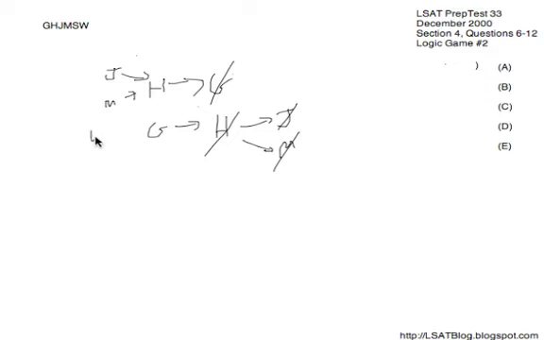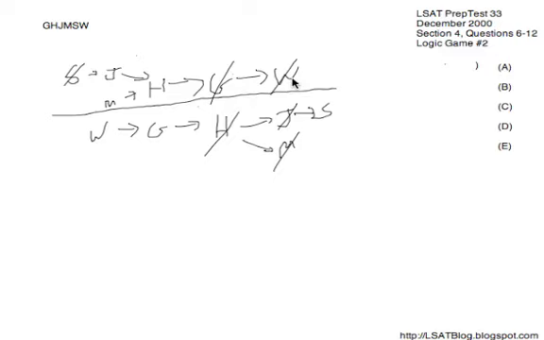Next rule is if W, then G. Contrapositive, not G, then not W. Finally, not J, then S. And the contrapositive, not S, then J. So that's every rule and its contrapositive linked together to form long conditional chains. Next, we'll go on to the questions.